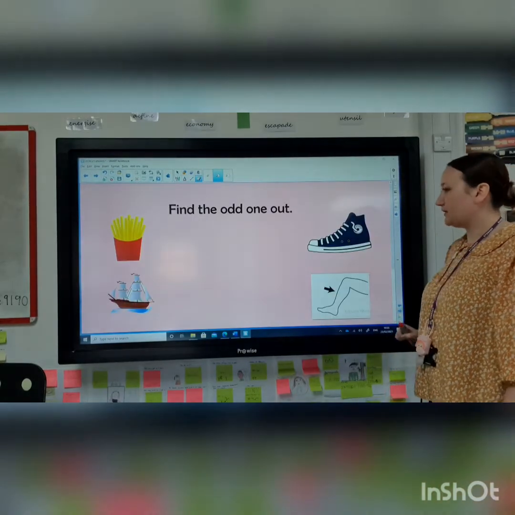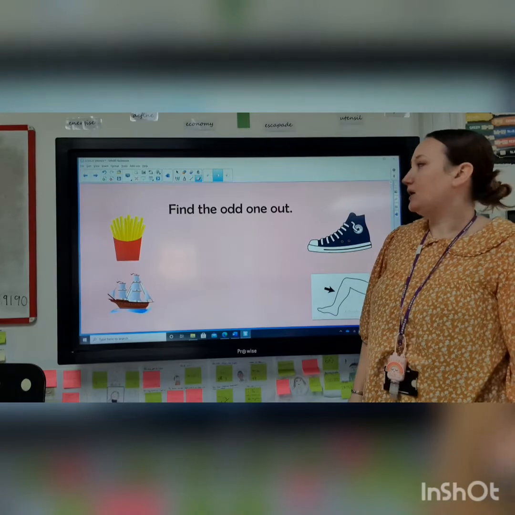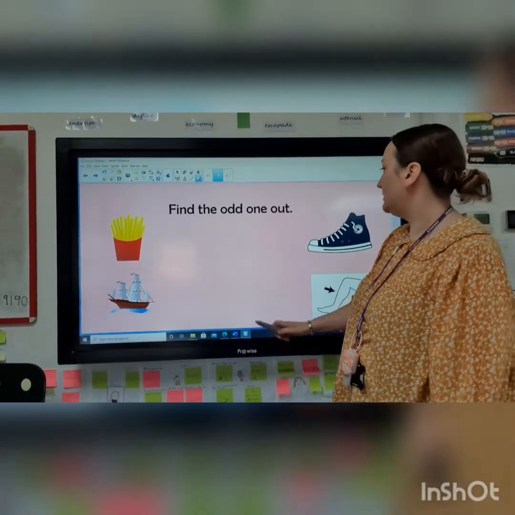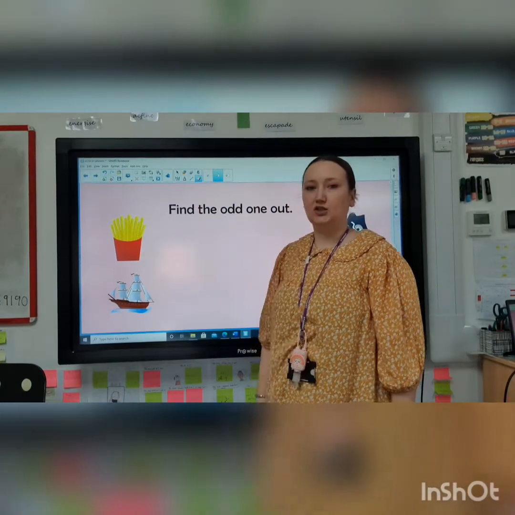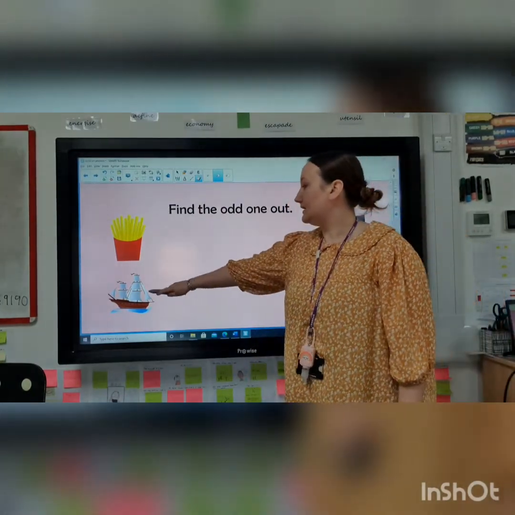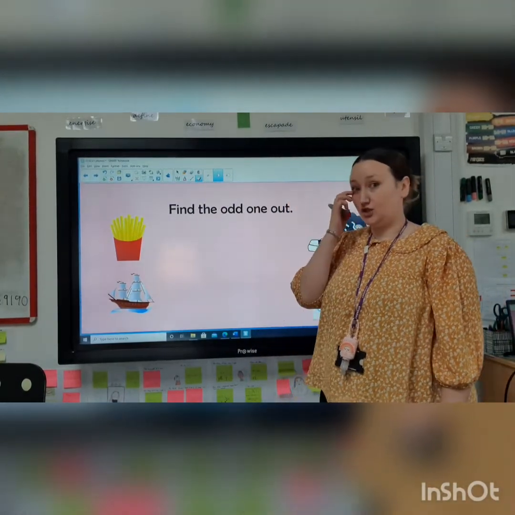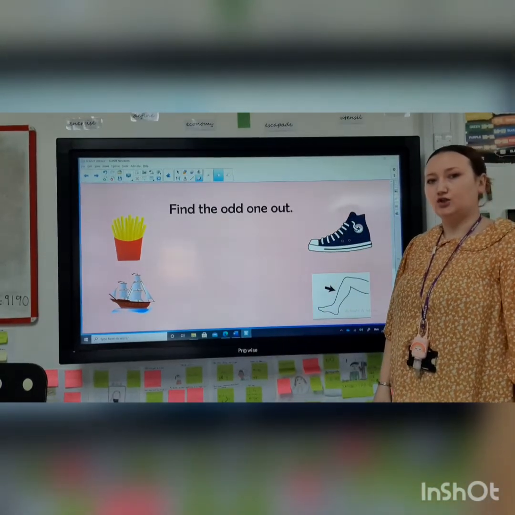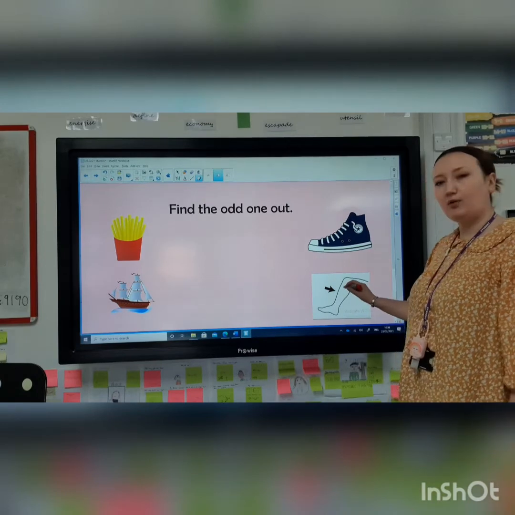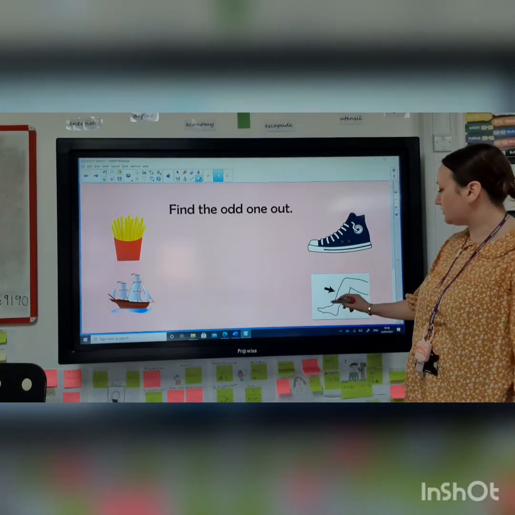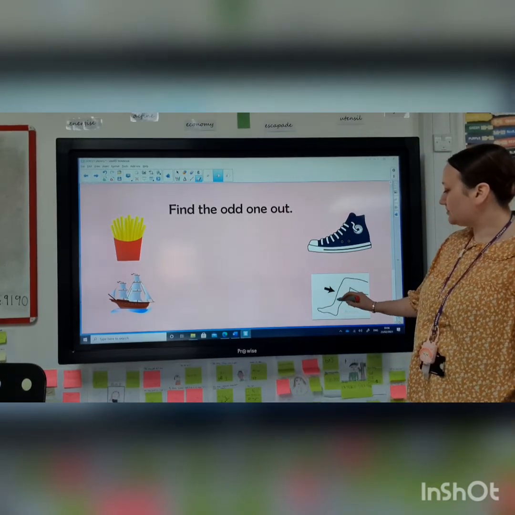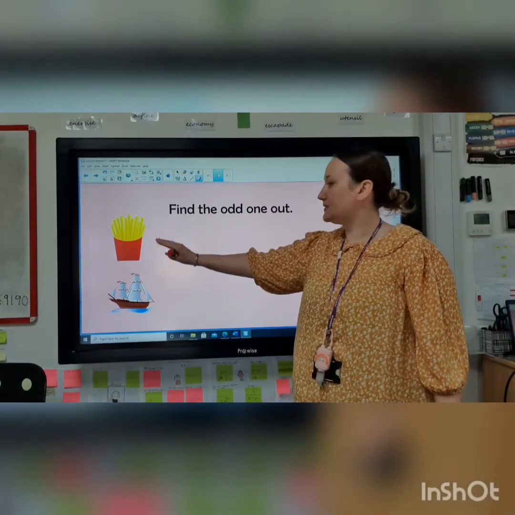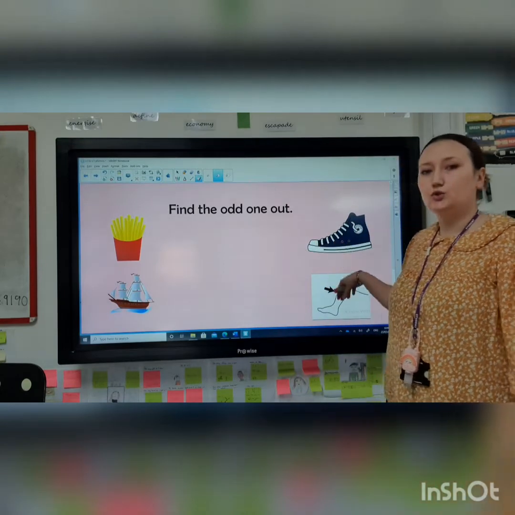Okay, so I'm going to play odd one out now. So what objects do we have here? We have chips, and what's this? A ship, and what is this? A shoe, and what part of the leg is this? So we've not got the knee here. This part here is called shin. Okay, so we've got chips, ship, shoe, and shin.